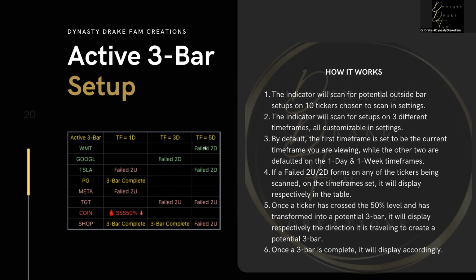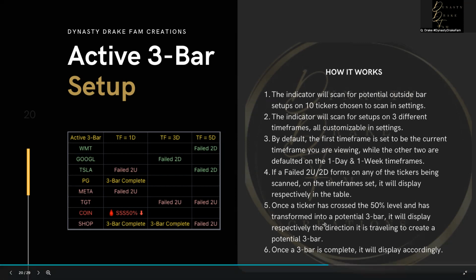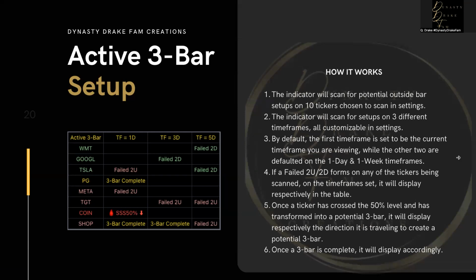So you can see all of these, whether it's a failed 2 down, meaning it's green because it's bullish, making its way up, or a failed 2 up, meaning it's starting to fall, it's bearish, and so on and so forth. Once the ticker has crossed the 50% level, you'll see that it will show bright red and let you know that the Strat Sniper 50% level has been breached. Blood in the water, it's dropping. If it's going green, you'll see a green check mark with a green arrow, and the font will be green, letting you know that it's crossed the 50% to the upside. Once the 3 bar is complete, it'll show that the 3 bar is complete accordingly on the chart.